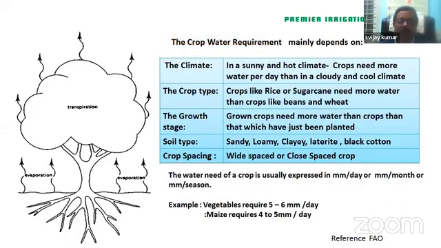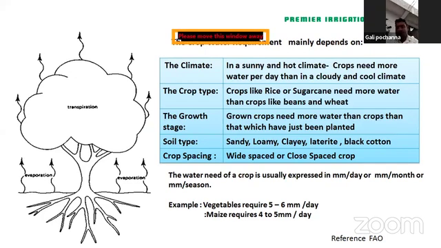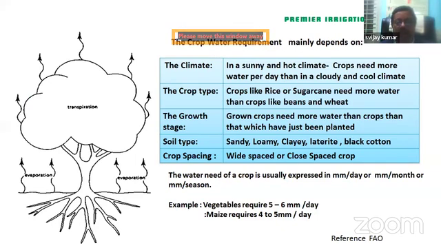So now let us look at the factors, particularly the climatic factors, and what are the other factors which are responsible and how we will have to calculate the water requirement. The first factor will be the climate. In a hot and sunny climate, the crops will require definitely more water than when the climate is cloudy and cool. And if you have a crop like rice or sugarcane, which is a water guzzling crop, they will definitely require more water than a crop like beans or wheat, which don't require that much water.